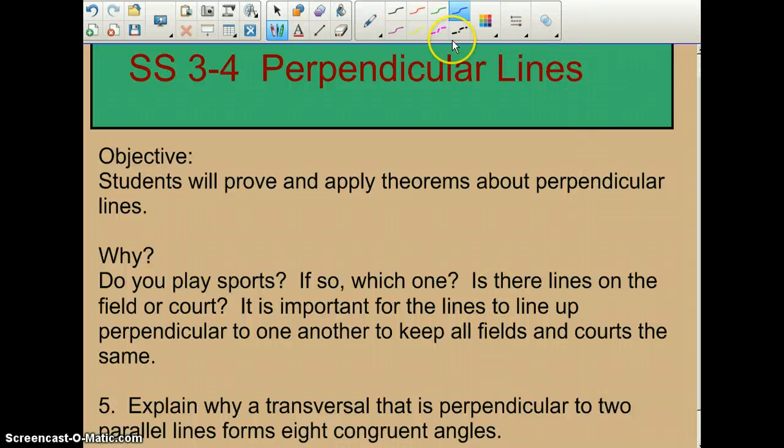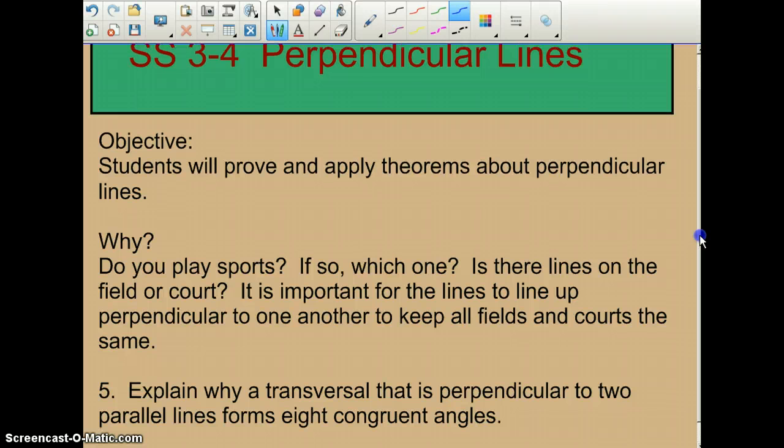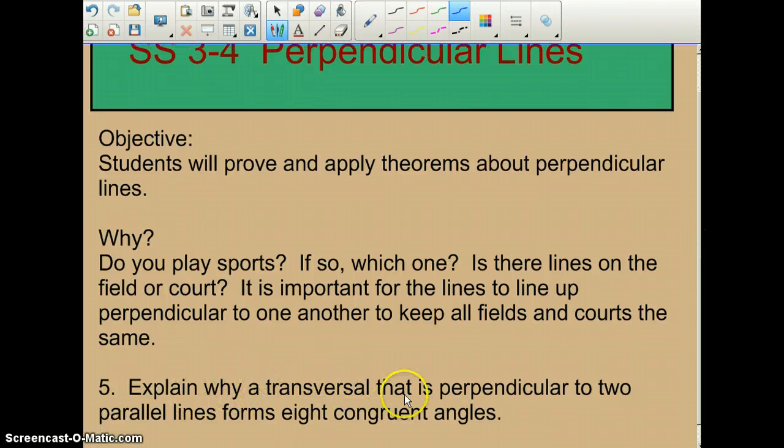But anyways, in your notes right now, you need to have that section title, 3-4 perpendicular lines. You can read through the objective, read through the why on your own time there, and answer the number 5 in your notes now. Some of you guys are doing an excellent job of that. Some of you guys still need a little bit of work.